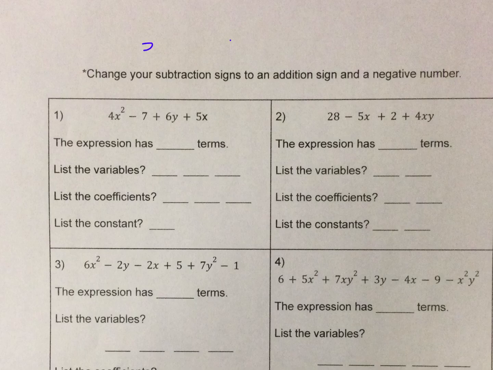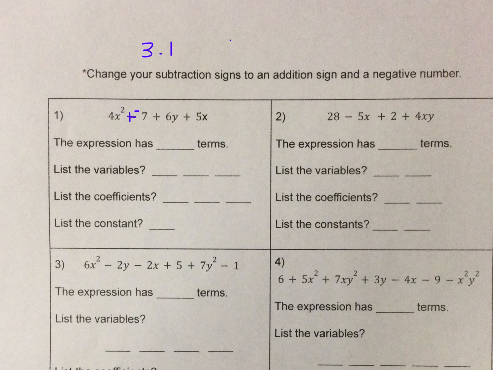This is the back of your 3-1 notes. I'm going to go over how to do number 1, and you'll finish 2, 3, and 4 on your own. The very first thing we're going to do with the first problem is change any subtraction signs to a plus with a negative number. It just makes it easier to see.